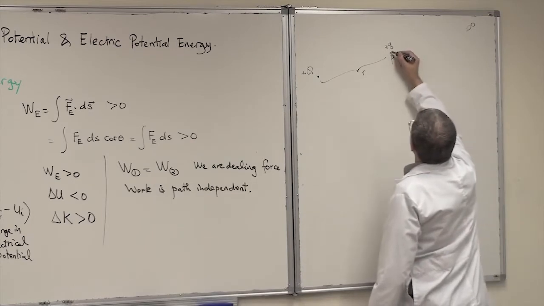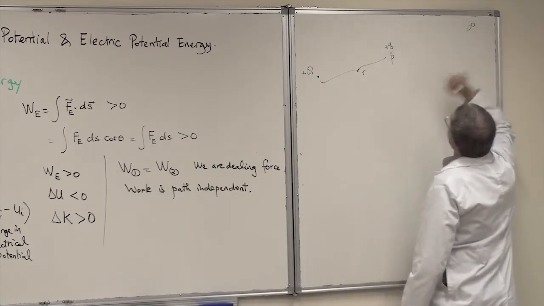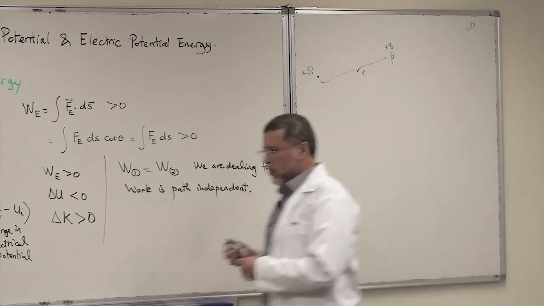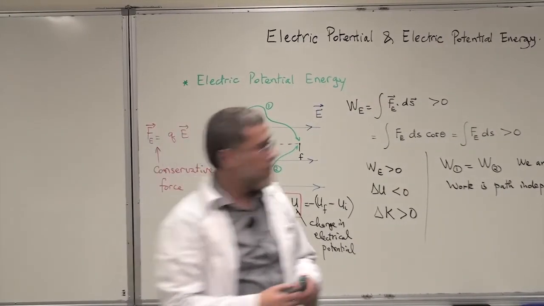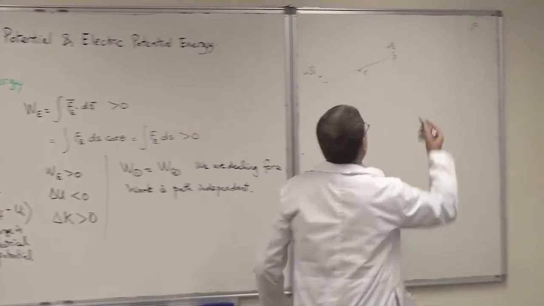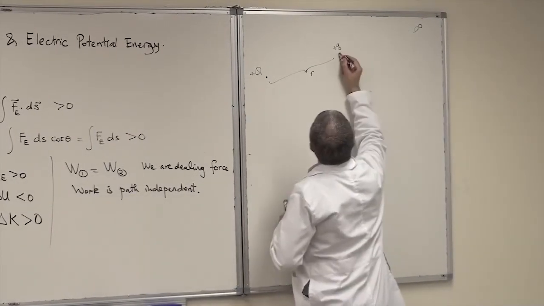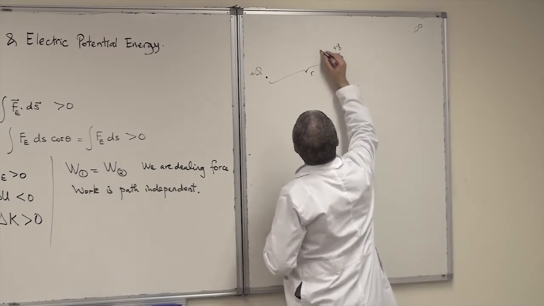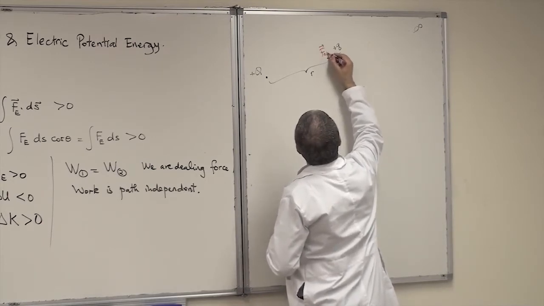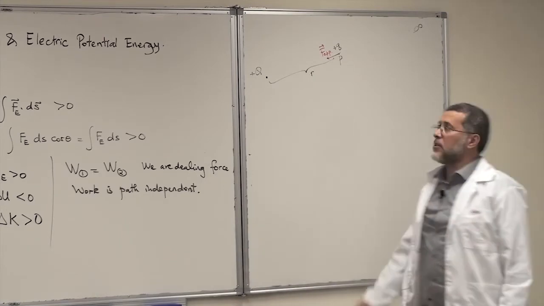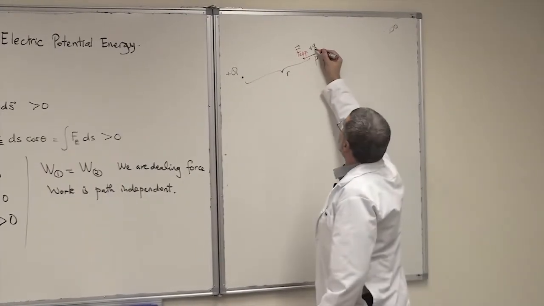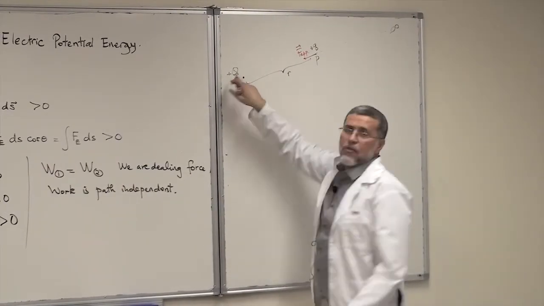So I'm going to bring it through this line, from infinity to this point, and I want to calculate the work done to bring that charge from infinity to that point. The applied work. Since I'm bringing it, my force will be in this direction. I'm going to call it F applied. Be careful, this is a positive charge, and positive charges repel each other.